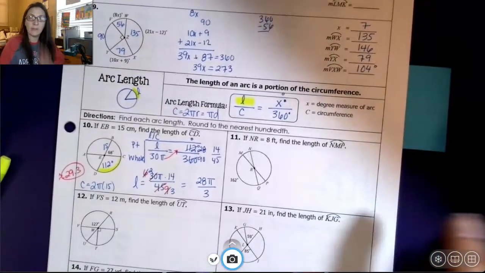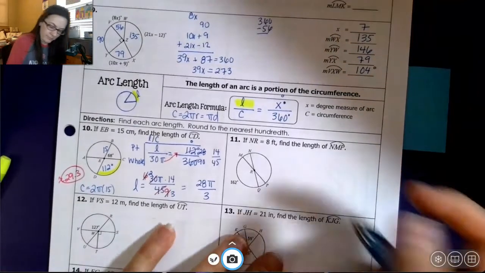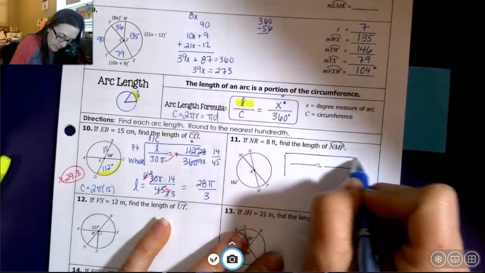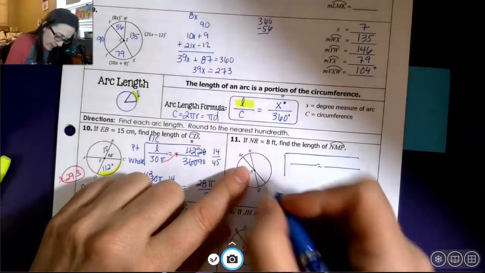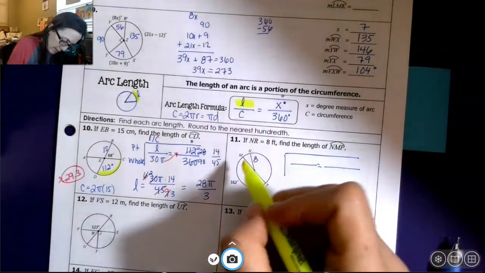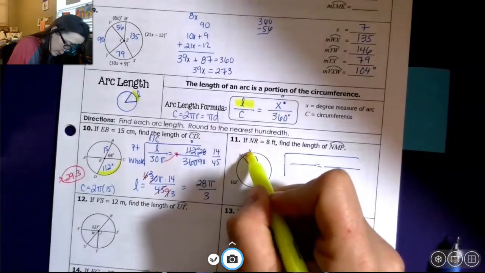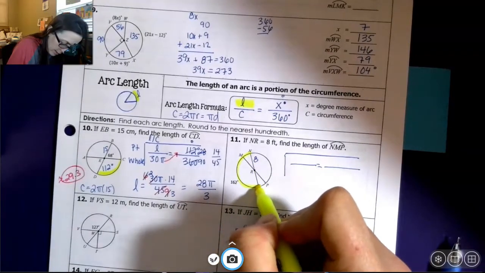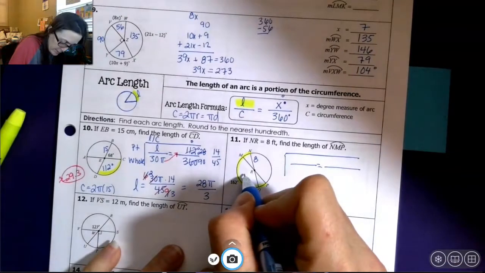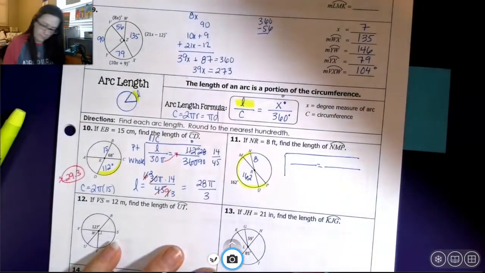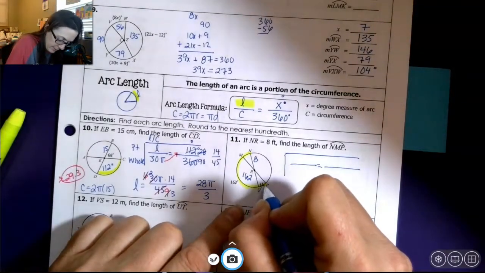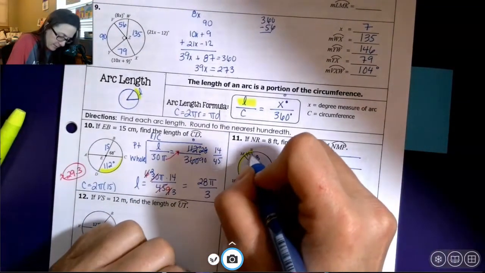I don't have room over there. Let's go ahead and set up 11, see if you can solve 11, come back and check. NR is 8. NMP, this whole thing right here. So if this is 162, I'm going to subtract from 180. I get 18 here. I get 18 here.